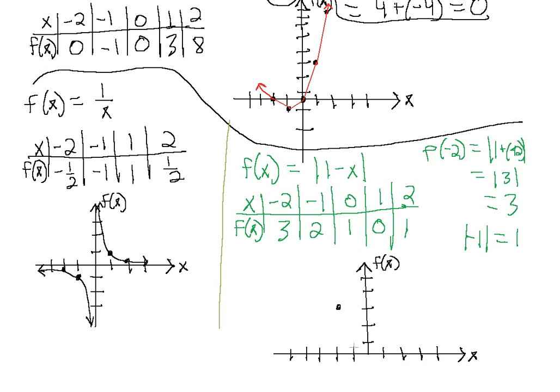Next we have minus 1 and 2. We have 0 and 1. We have 1 and 0. So this function actually touches the x-axis, but it'll never go on the other side. And then we have 2 and 1.